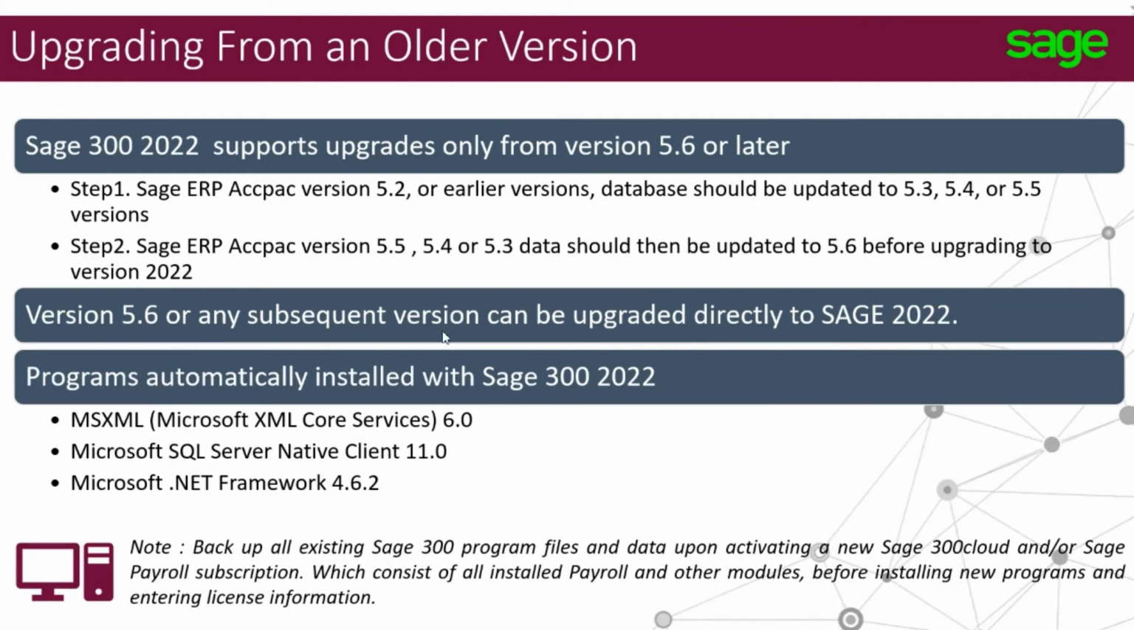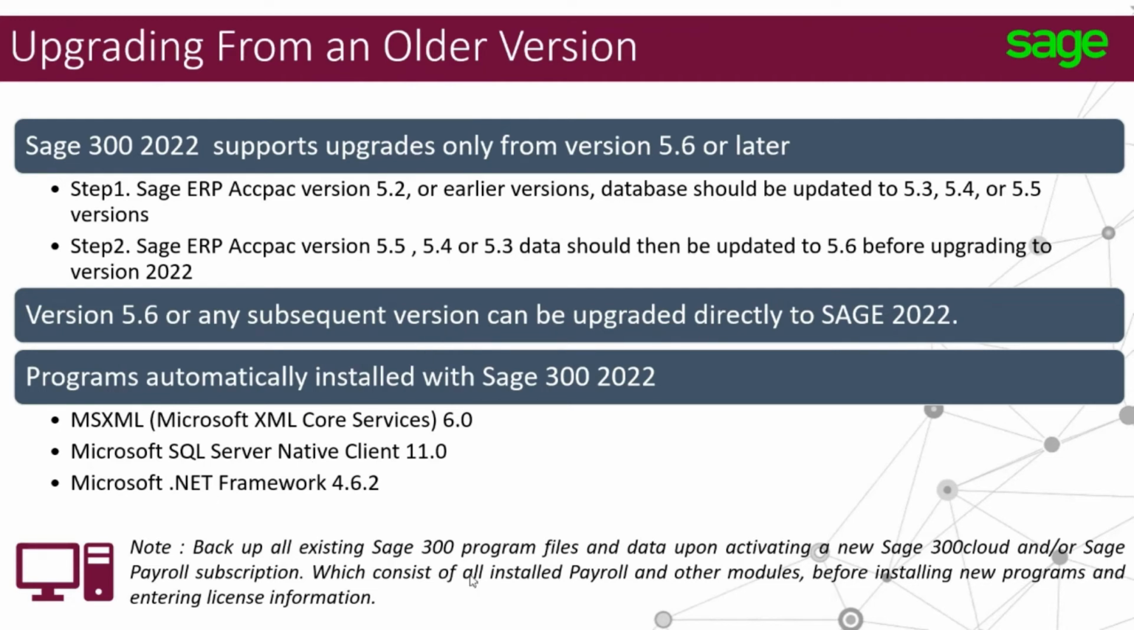So when upgrading from an older version, a few key areas that you might quickly need to have a look at is, for example, if you are on a version older than 5.6, Sage recommends the steps we need to upgrade. For example, if you're on 5.2, you would need to upgrade to 5.3, 5.4 and 5.5, and then once you get to 5.6, you can actually upgrade to the latest version of 2022. That is mainly due to the improvements in the structures within the tables and the architecture and the technical improvements that are a bit difficult to be replicated in the newer versions compared to the older versions. So for example, if you're on a 5.6, you can directly upgrade to 2022, and with the 2022, automatically the following programs do get installed as well.